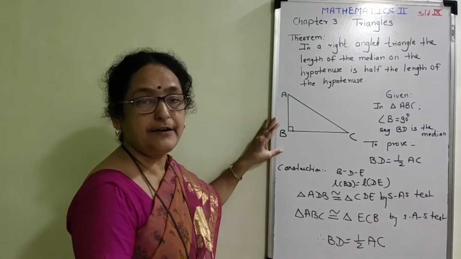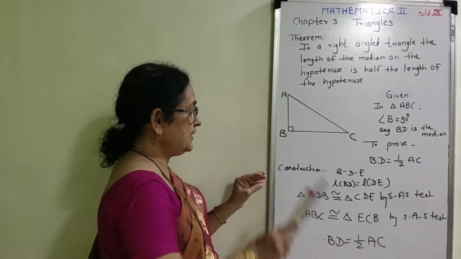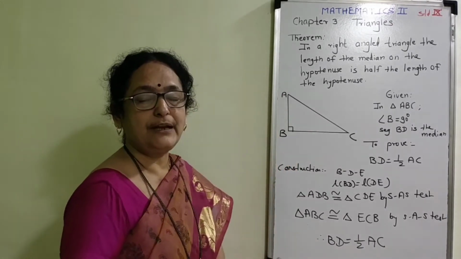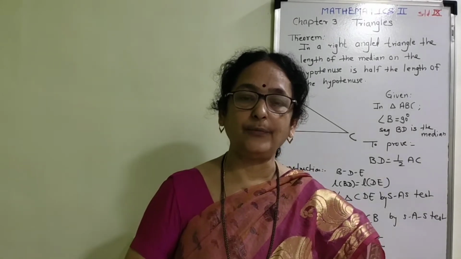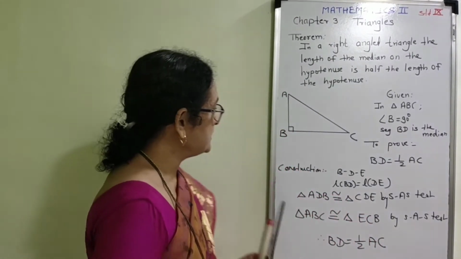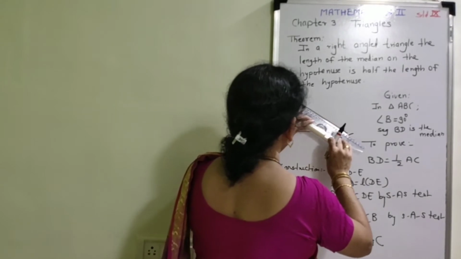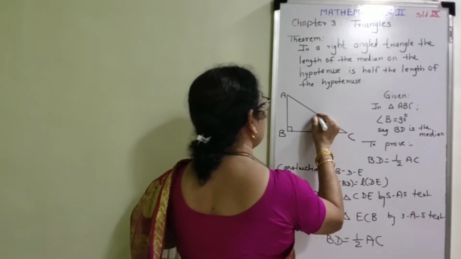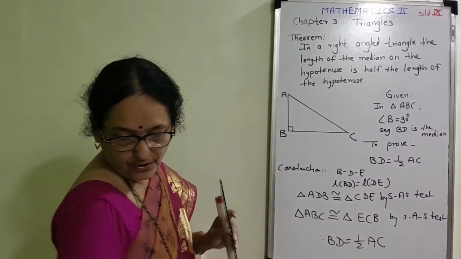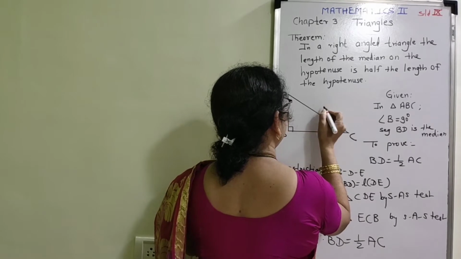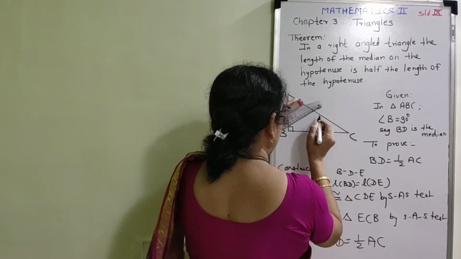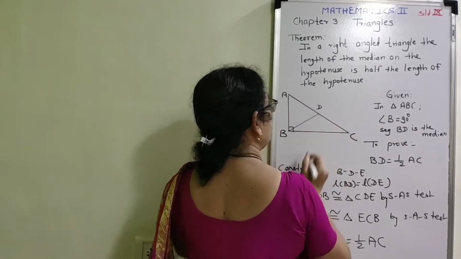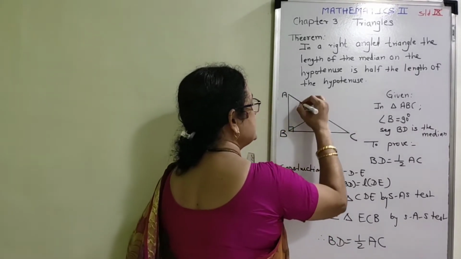Now the theorem is related with a right angle triangle: if in a right angle triangle we take a median on the hypotenuse, the length of that median is exactly half of the hypotenuse. Now suppose here I will take a midpoint of hypotenuse AC. Suppose this point D is the midpoint of this hypotenuse. Then BD is the median on the hypotenuse, and we are going to prove that the length of BD is exactly half of the hypotenuse.